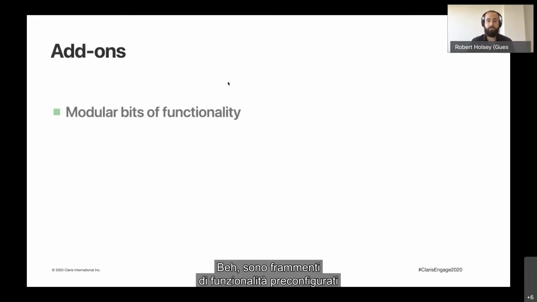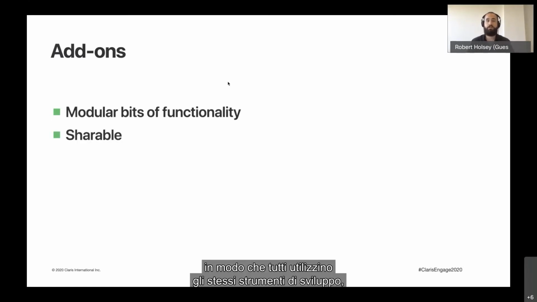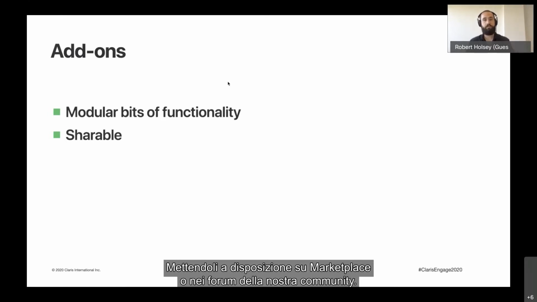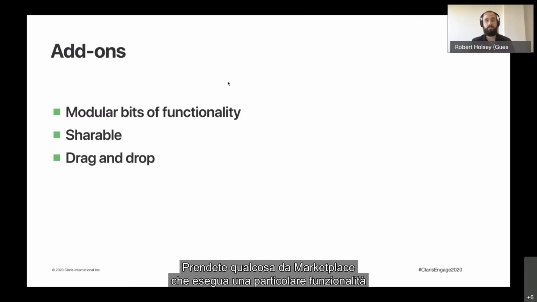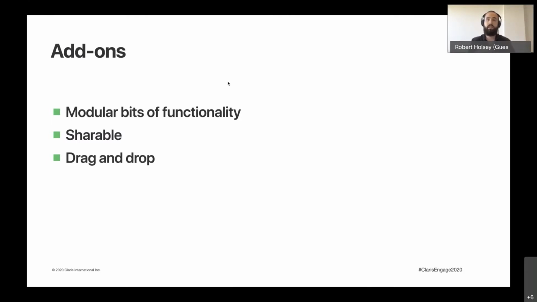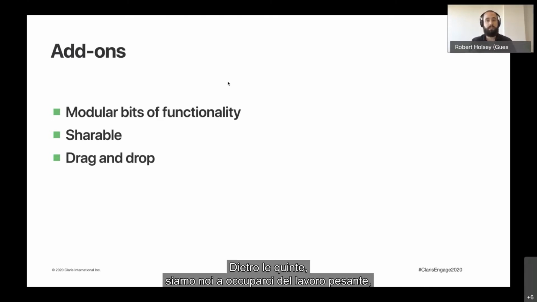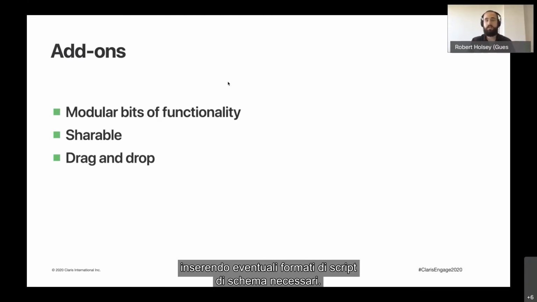So what are add-ons? Well, they're pre-configured bits of functionality built using all the power of the FileMaker platform. They're compartmentalized and easily shareable, both within your team, so that you're all developing using the same tools, or within the community, so placing these up on the marketplace or in our community forums. And when you consume add-ons, it's just as simple as drag and drop. Grab something from the marketplace that performs a particular functionality. To integrate that into your app, you drag and drop it onto your layout. Behind the scenes, we're doing the heavy lifting, inserting any schema, scripts, and layouts that are necessary.